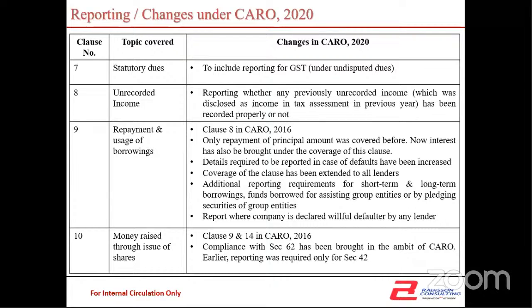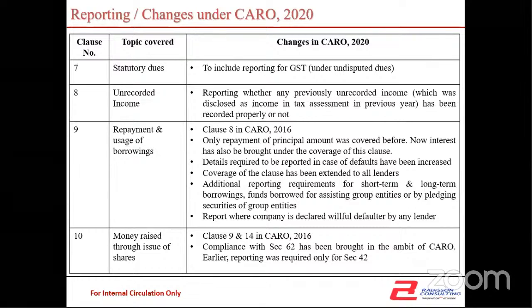Earlier in CARO 2016, the CARO did not use a bucket word like statutory dues. It mentioned individual indirect taxes specifically, which were covered in this clause number 7. Even though the reporting under GST was required as a part of this statutory dues, now only the text has been updated to bring it in line with the existing indirect tax laws. Clause number 8, unrecorded income.